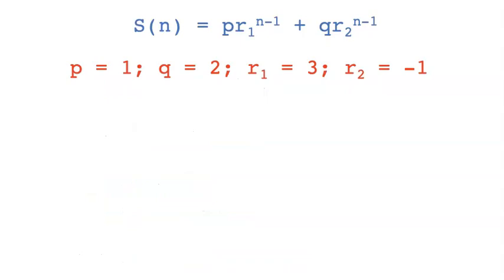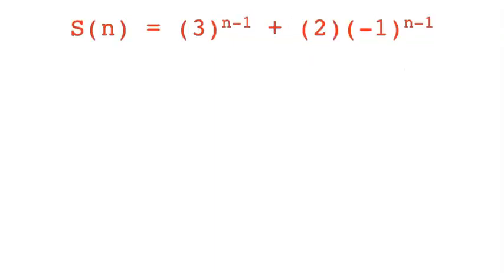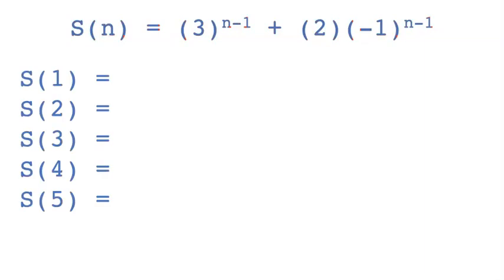So let's use this formula for our specific example where p equals 1, q equals 2, r1 equals 3, and r2 is negative 1. So let's plug the values into the formula. We can actually drop the 1 here since it doesn't change anything. So this is the closed form solution to the recurrence relation I showed you at the beginning of the video. But does it work?